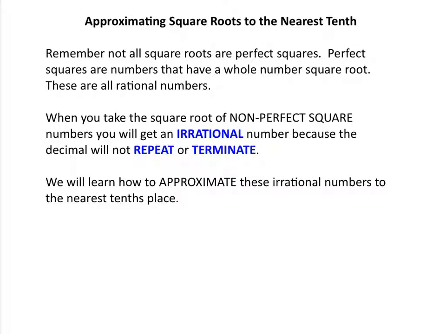What we're going to do today is go a step further with this and be able to not only say that they're irrational, but approximate their value to the nearest tenths place. So just a quick review on place value. If we're talking about the number 3.5, that's in the tenths place. So we want to have one digit past the decimal point for our answers.